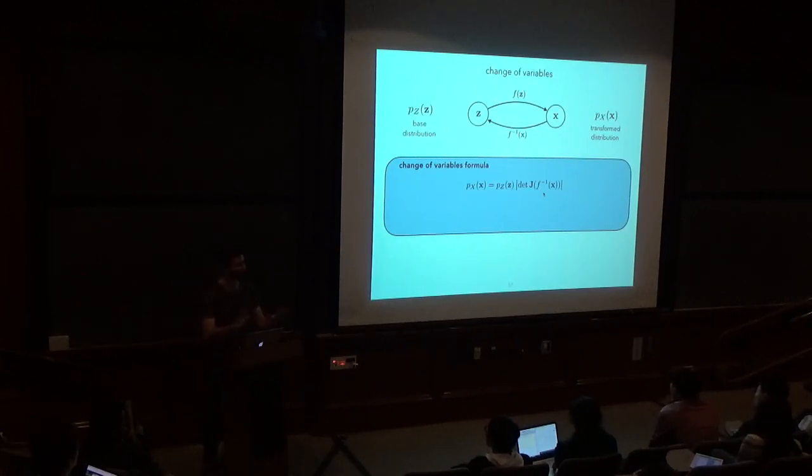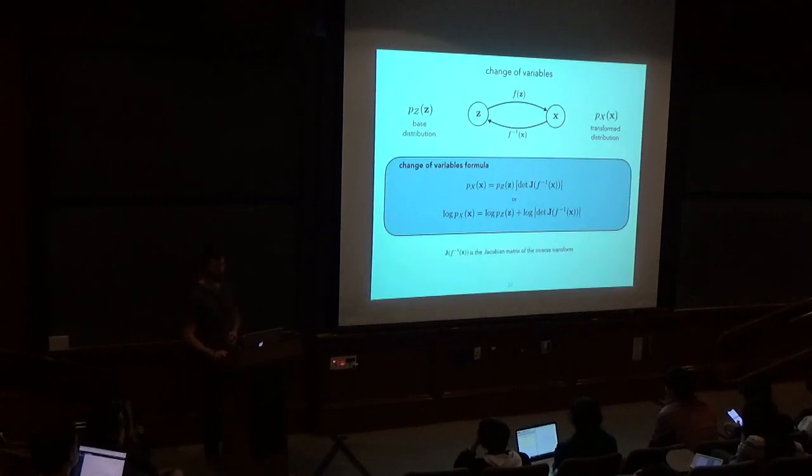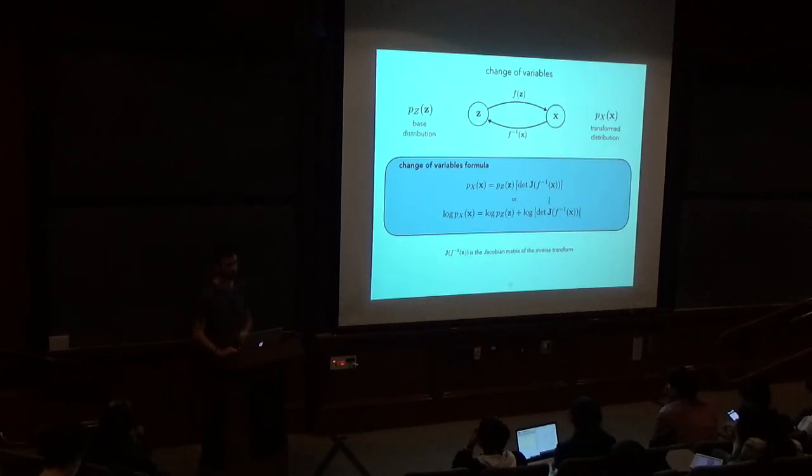So that's a lot to think about, but we'll try to motivate why that would be the case. And this you can write in log probability terms, just expanding things out. And so this form down here is actually the form that we tend to use in practice. So this Jacobian matrix here, this is the Jacobian matrix of the inverse transform. So that's the Jacobian matrix of this arrow down here.